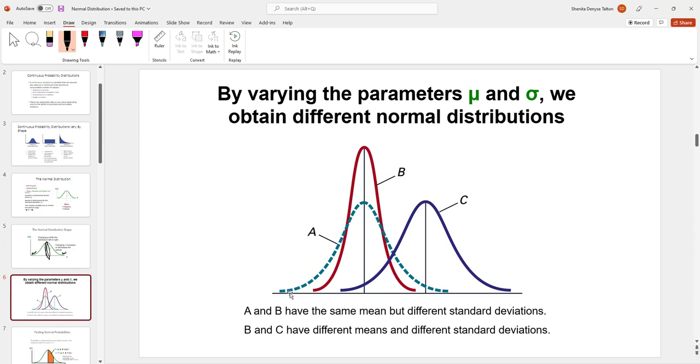If you look at these graphs, the bell-shaped curve can change depending on your mean and your standard deviation. In this picture, A and B both have the same mean. They're right here in the middle, but they have different standard deviations. As you can see, graph B is a little bit skinnier than graph A. Graph B and C have different means, and they also have different standard deviations.